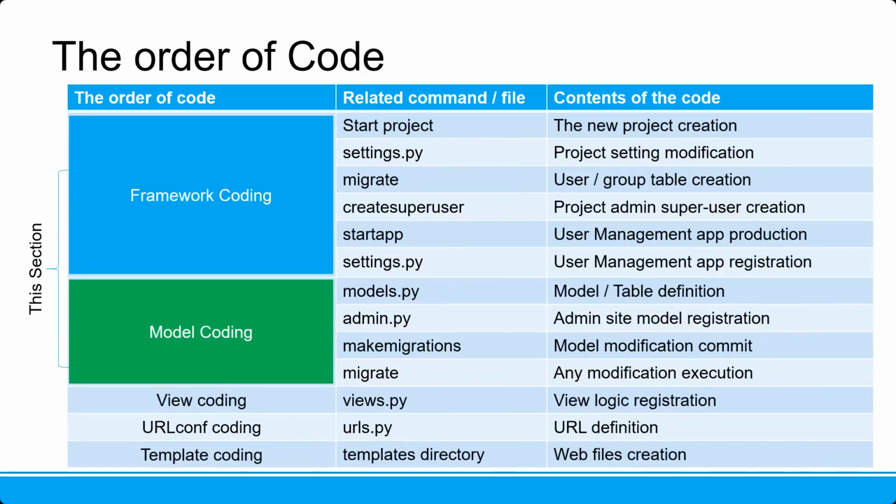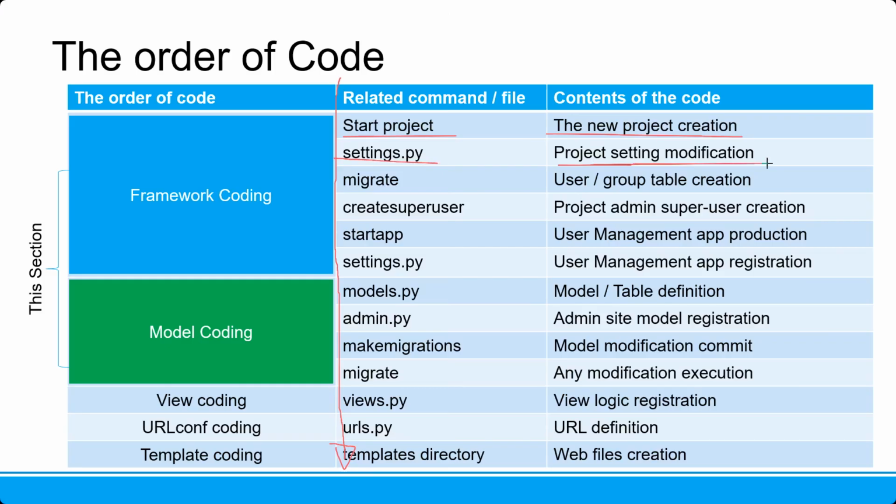So last week we learned how to make the project, starting the project, and then until we do the code. Okay. So let me just repeat one more time. We need to start the project. So the new project creation, and then we need to set up the settings. For now, I think we don't need to set up many things. But in some cases, you need to do some project setting.